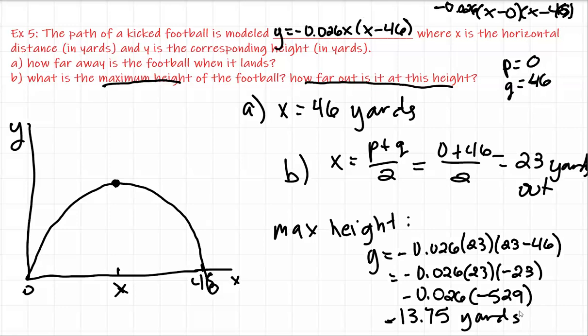All right, hopefully that sounds okay. To find how far out, the horizontal distance, that was taking our x-intercepts, adding them up and dividing by 2, because that's our x value. And then our maximum height, that's plugging 23, that x value, back into the function itself. All right. Hopefully that sounds good. And then I'll see you guys in the next set of videos.